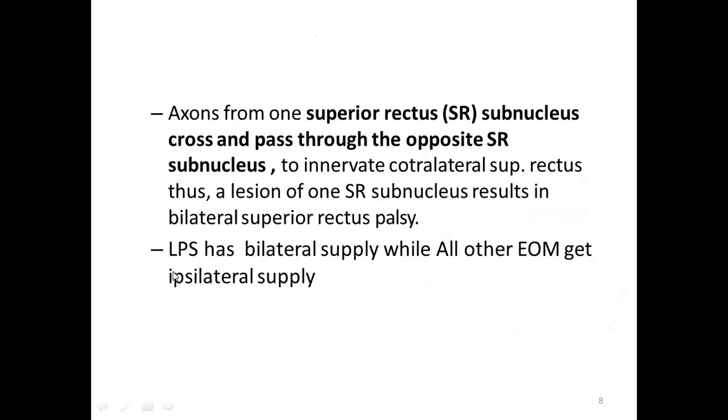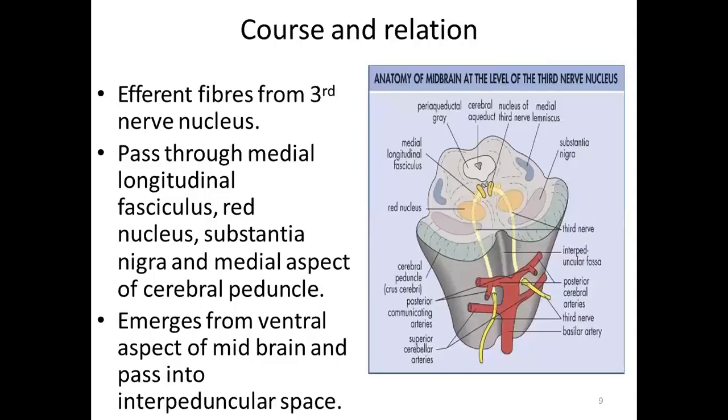The axons from one superior rectus subnucleus cross and pass through the opposite superior rectus subnucleus to innervate the contralateral superior rectus. Thus, a lesion of one superior rectus subnucleus results in bilateral superior rectus palsy. The levator palpebrae superioris has bilateral supply, while all other extraocular muscles get ipsilateral supply.